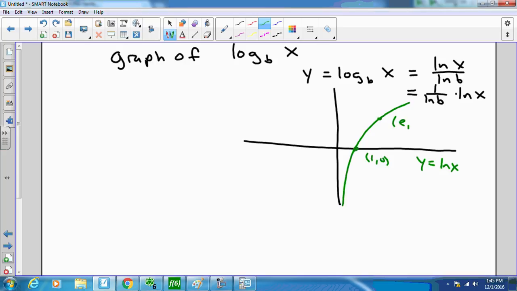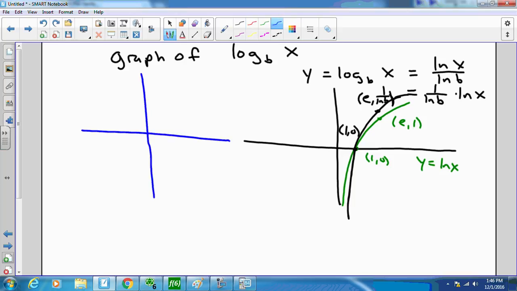Y equals ln x with the two special points (1, 0) and (e, 1). Then my graph for log base b of x should be the same graph but stretched so that each y coordinate is multiplied by a factor of 1 over ln b. In other words, I should go through the point (e, 1 over ln b), and I'm going to go through the point (1, 0) again, because there aren't any scale factors.